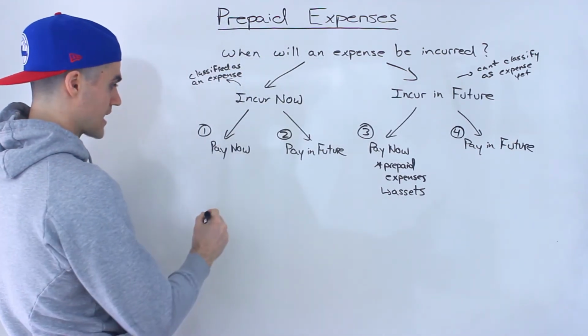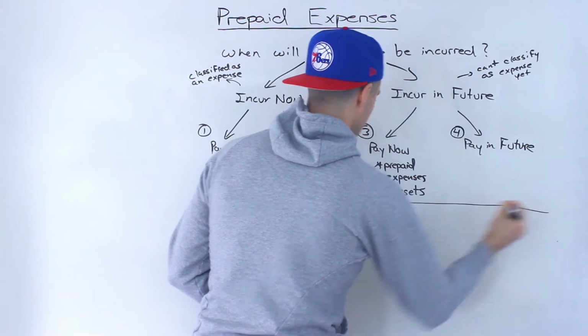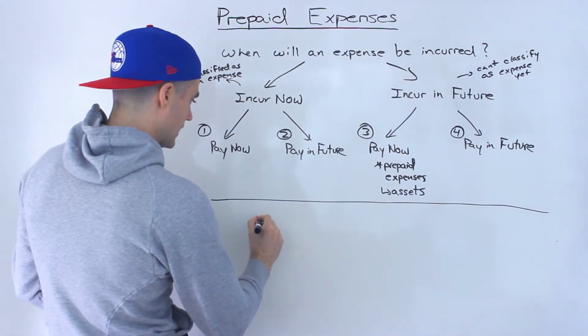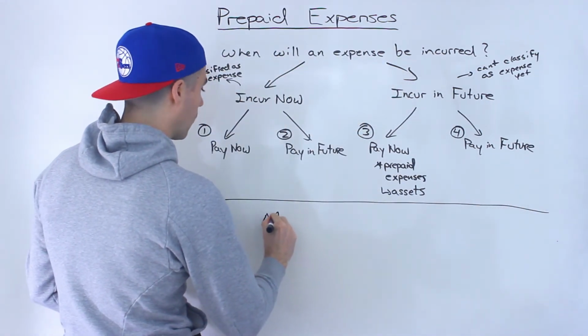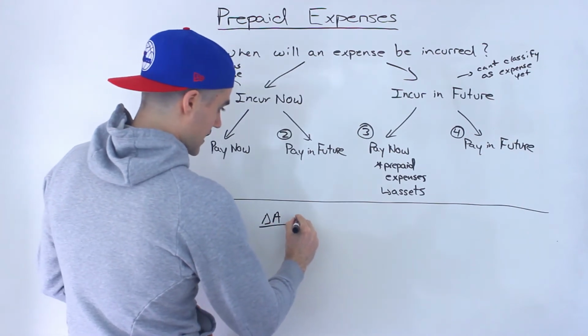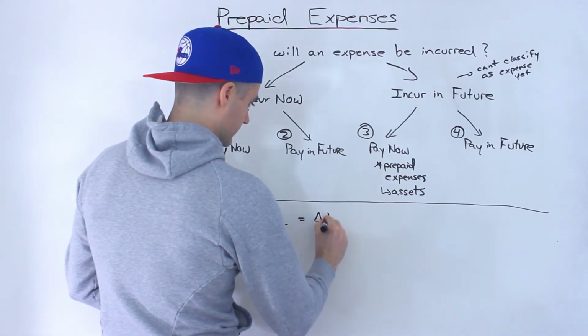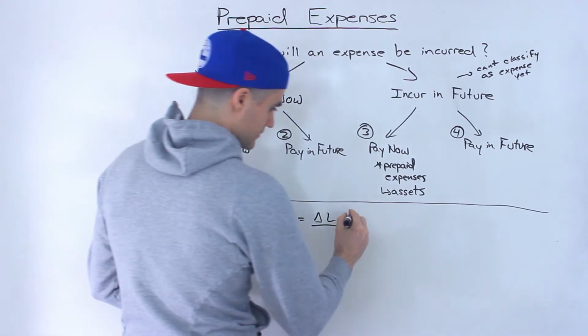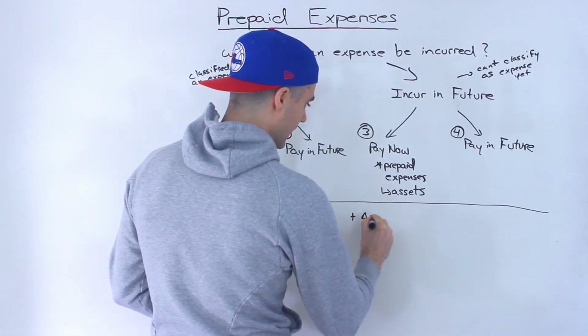And we're going to go over examples. Before we get into the actual examples, what I want to do is kind of just generally go over each of these cases in terms of what happens with that accounting equation.